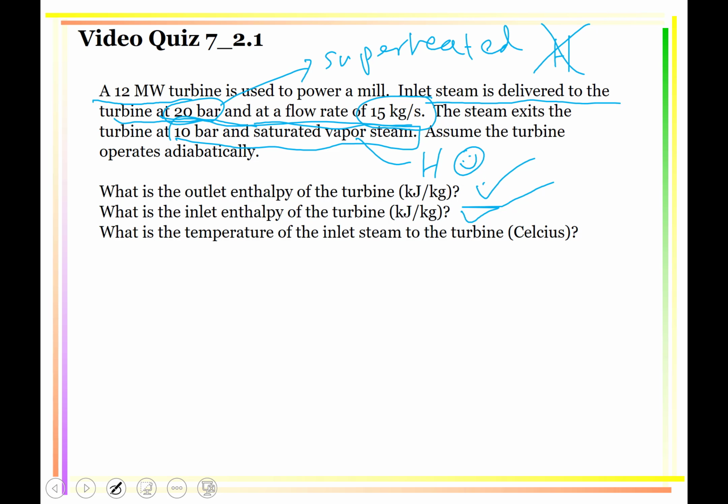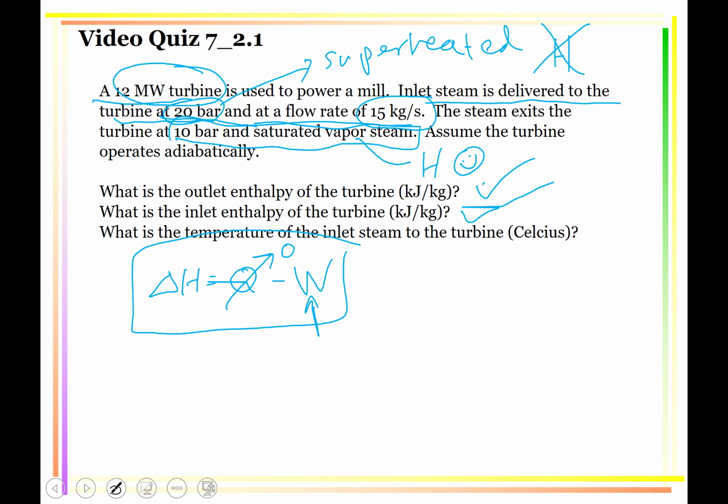Delta H is equal to Q minus W. What are we going to do here? Q is 0 for a turbine, so delta H is equal to minus W. And I gave you the W, so use that information. For a turbine, the system does work, so the work is positive. You're going to plug it into this minus W here and find the inlet H from this equation. And then once you find the inlet H, you can find the temperature of the inlet steam.